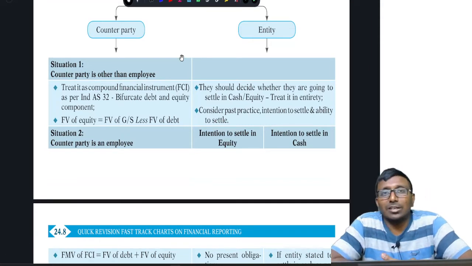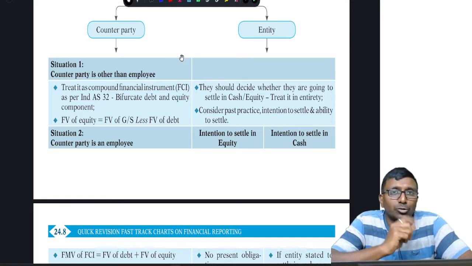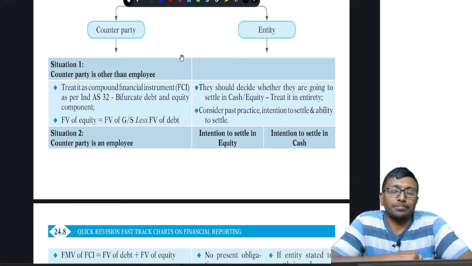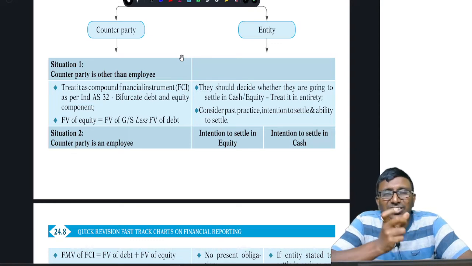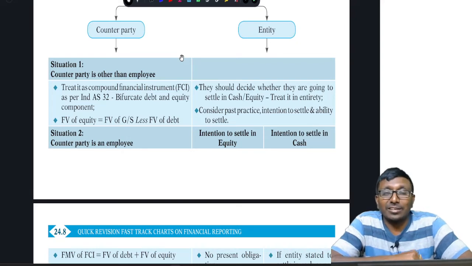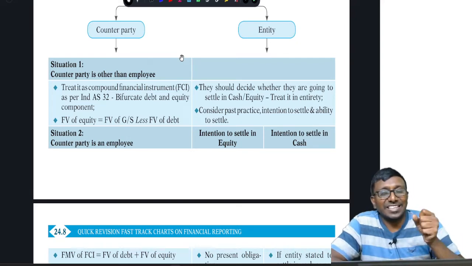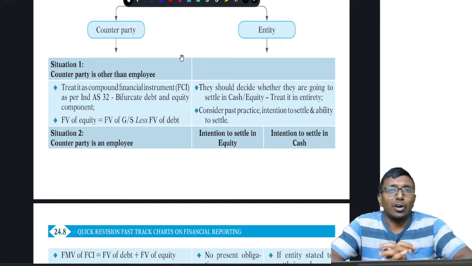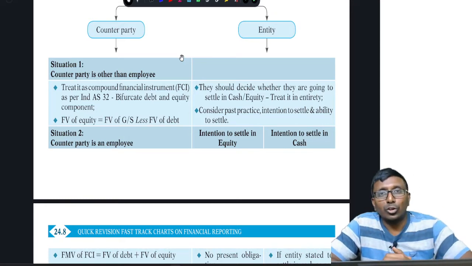Let's focus on the counterparty, that is, the employee has the option or the supplier of the goods has the option. Situation number 1: the counterparties other than employees. Then it is very simple. This share based payment arrangement is going to be treated as a compound financial instrument. Under Ind AS 109, if it is compound, in the sense there is an equity element and a liability element, then you are supposed to bifurcate it and account for it. Same thing you are going to do here.